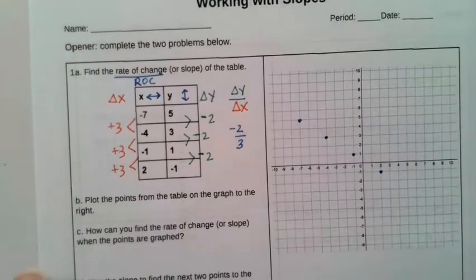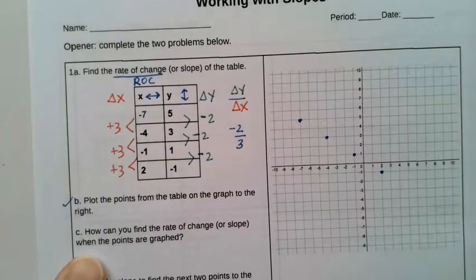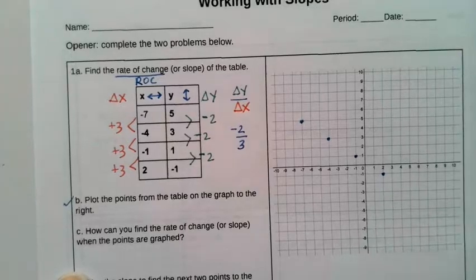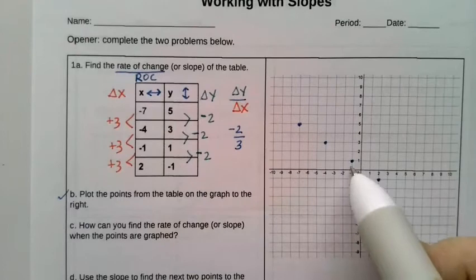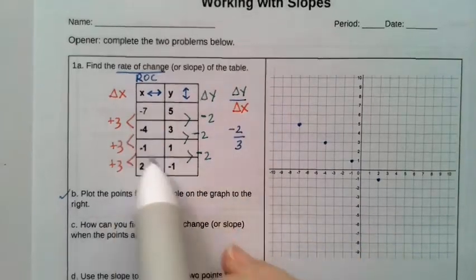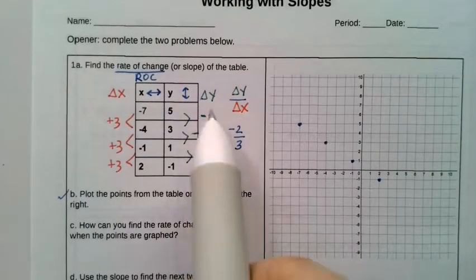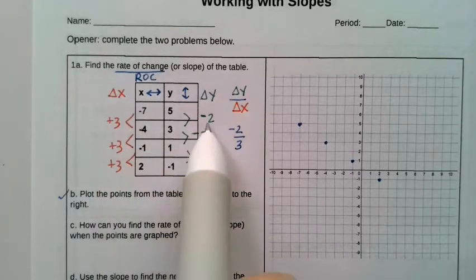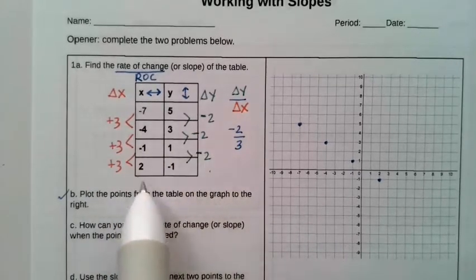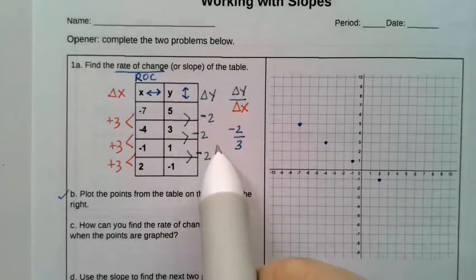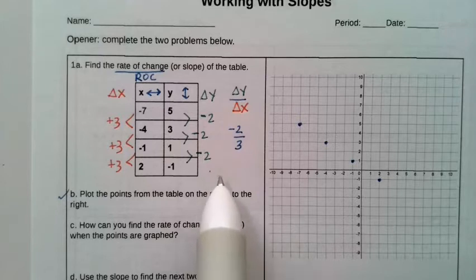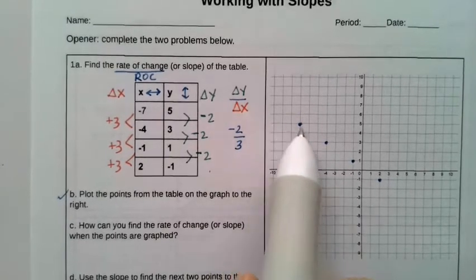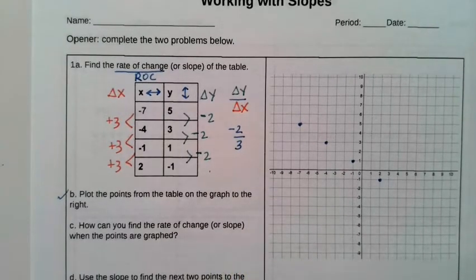So we did this one. How can you find the rate of change or slope when the points are graphed? What we're asking is, how do we see it visually over here on the graph? We can get it from the table: we do the change in y, and then we divide that by the change in x, so -2 over 3. Because this is a line, our change in y and change in x are constant, which means we're going up by the same amount each time, and that is what makes our points fall in a line.